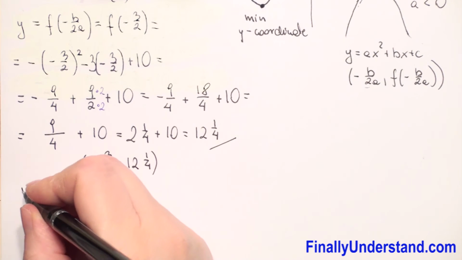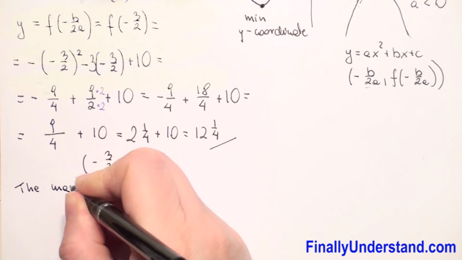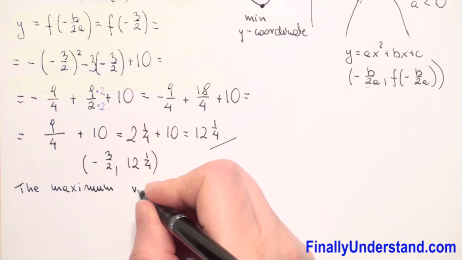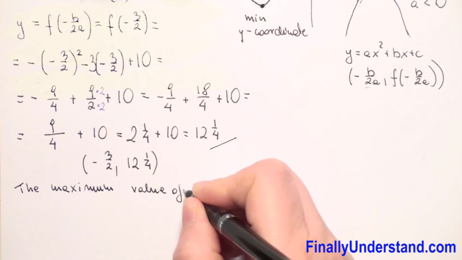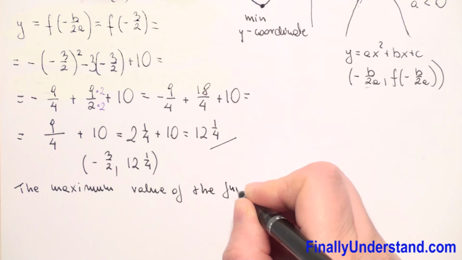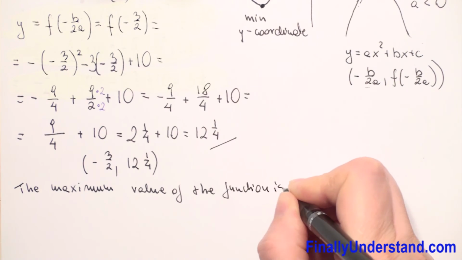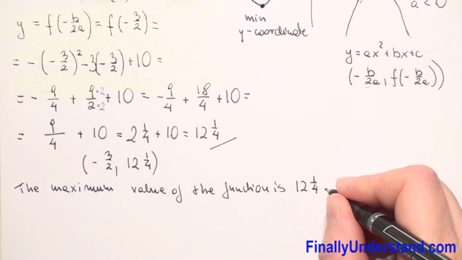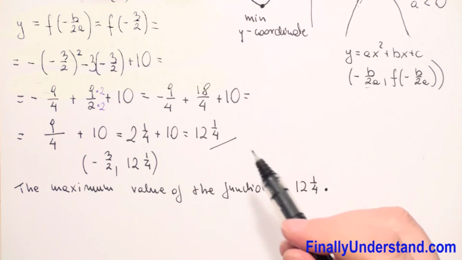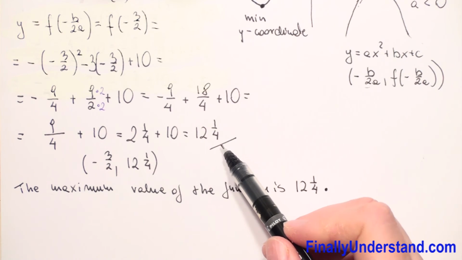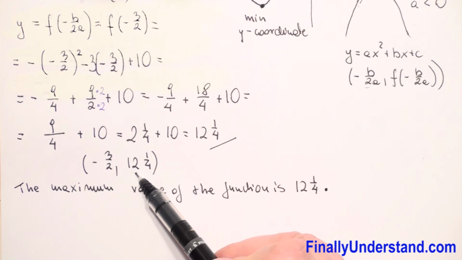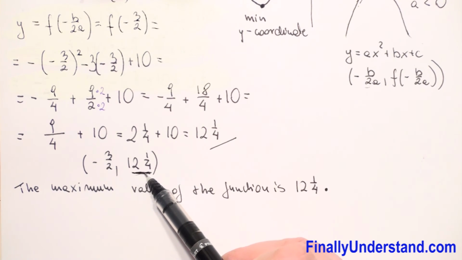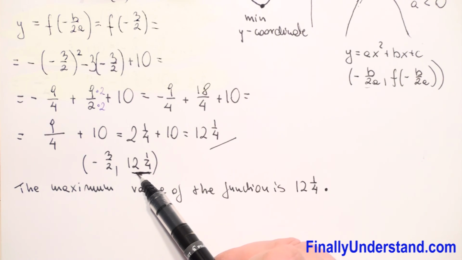So the maximum value of the function is 12 and 1 over 4. And you have to memorize that this is the y-coordinate of the vertex. The y-coordinate of the vertex gives us the maximum value of the quadratic function.